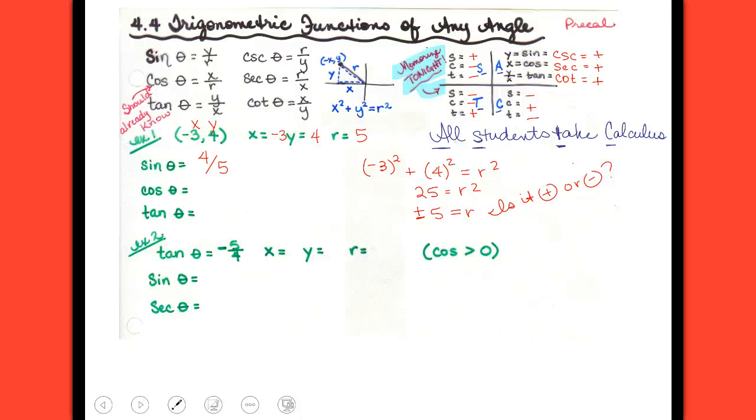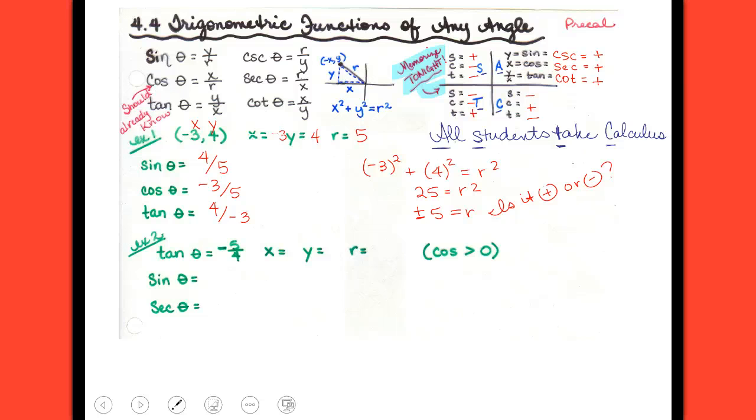What's your definition of cosine? X over r, right. So if I'm doing x over r, I can do x, negative 3, over r, 5, and I'm going to get negative 3/5. All right, how about the definition of tangent? Opposite over adjacent, or in terms of x, y, and r? Y over x. So let's take our y value of 4 over our x value of negative 3, and we'll have negative 4/3 for our tangent value.